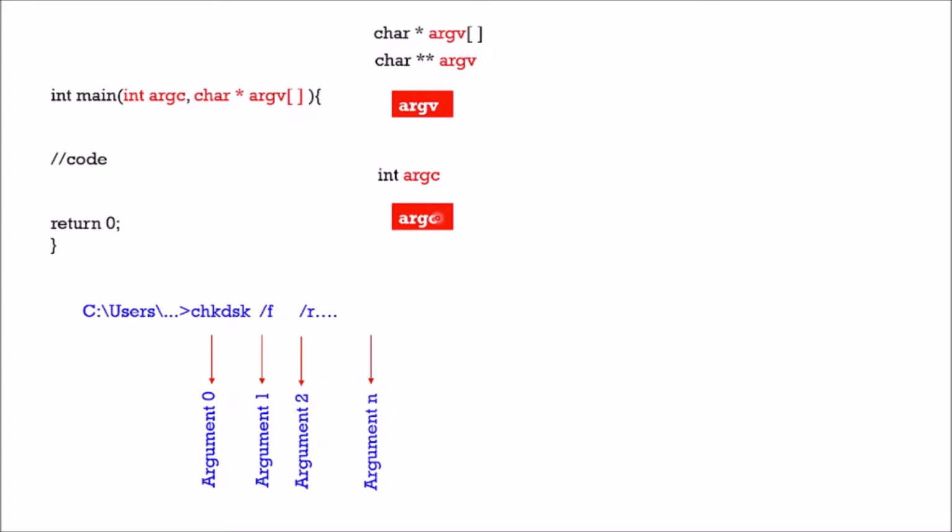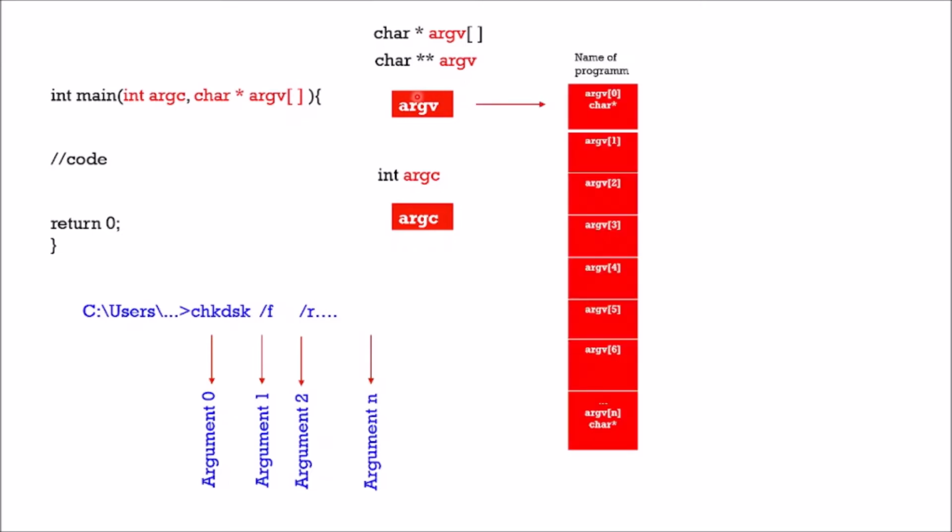The next one is argv, the argument vector. Remember that it is an array of pointers to characters. So we will have the following. Remember that the name of an array is a pointer to the first location of that array. So it is pointing to that array of character pointers.